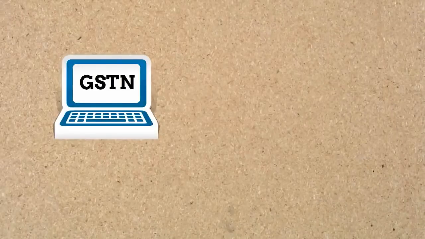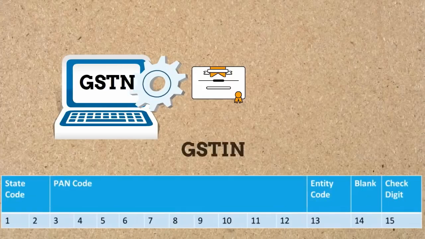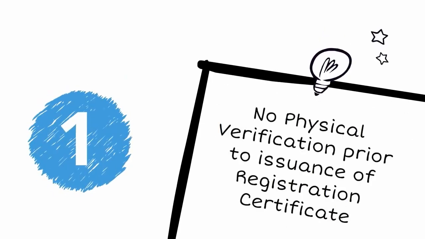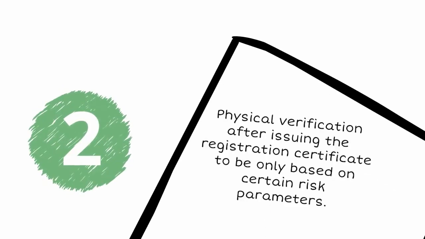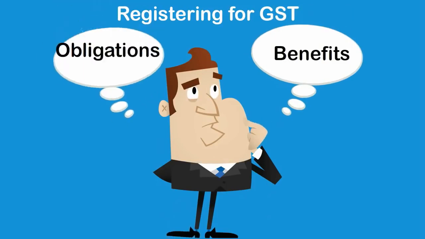If the registration is granted, the registration certificate will automatically be generated by GSTN and the taxpayer can download it from there. He need not visit any tax office. There will also be no physical verification of the premises by any tax authority prior to issuance of the registration certificate. Physical verification after issuing the registration certificate will also be very limited and is to be based only on certain risk parameters.